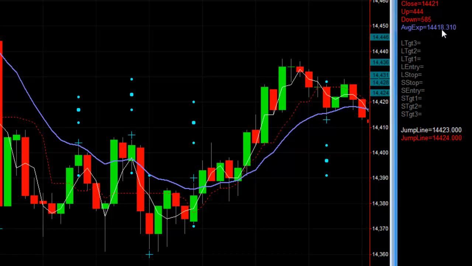14,418. The stop would go to 16. But we don't take the stop at 16, do we? We push it down below the key level, and we're going to put the stop at 14,414. Okay? And so we get 21 ticks to the middle target, 29 ticks to the 3rd target, 23 ticks on the trailer. The entire trade nets us 73 ticks.